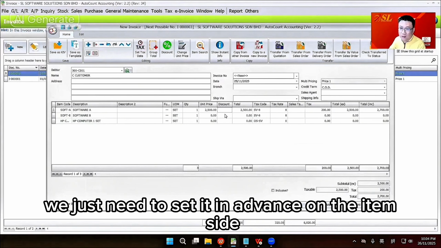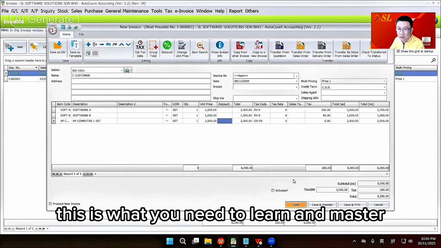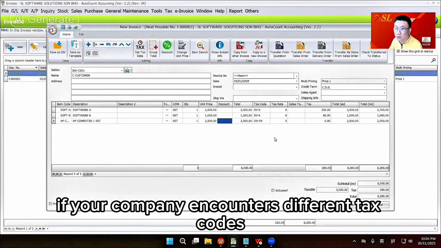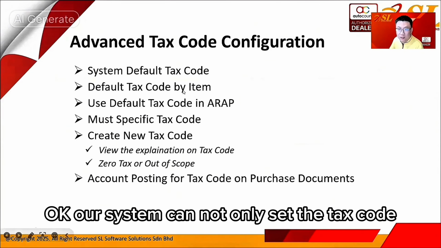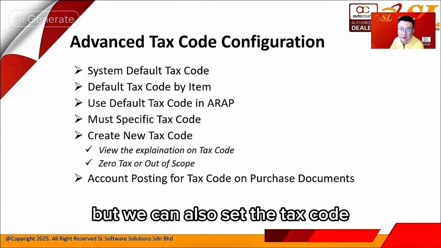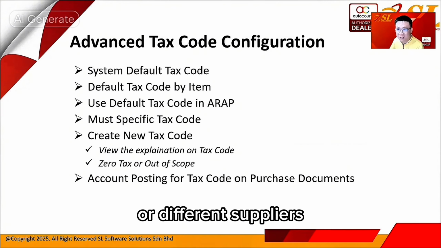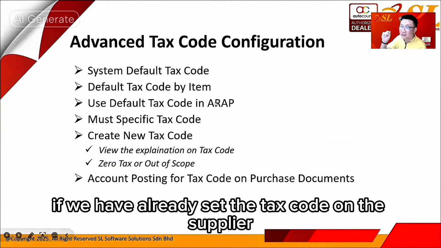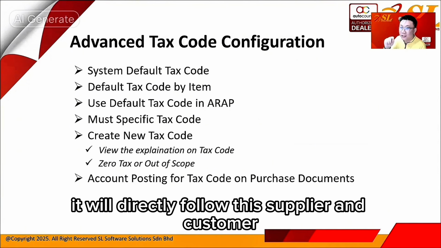We don't have to manually change the code each time. It's that simple. We just need to set it in advance on the item side, which will greatly reduce the chance of errors. This is what you need to learn and master. If your company encounters different tax codes, you can set it up like this in advance, okay? Our system can not only set the tax code based on different products, but we can also set the tax code based on different customers or different suppliers. If we have already set the tax code on the supplier or customer side, then when invoicing in the future, it will directly follow this supplier and customer.